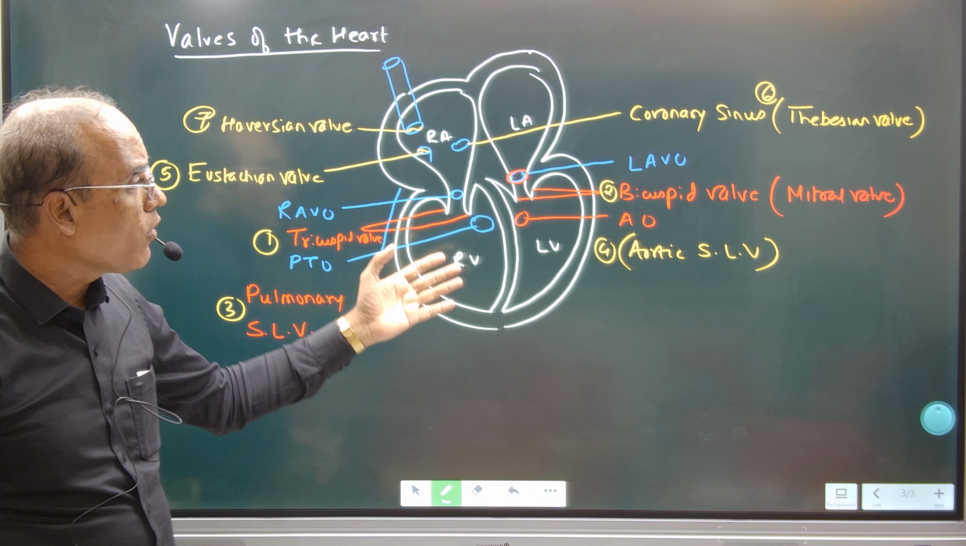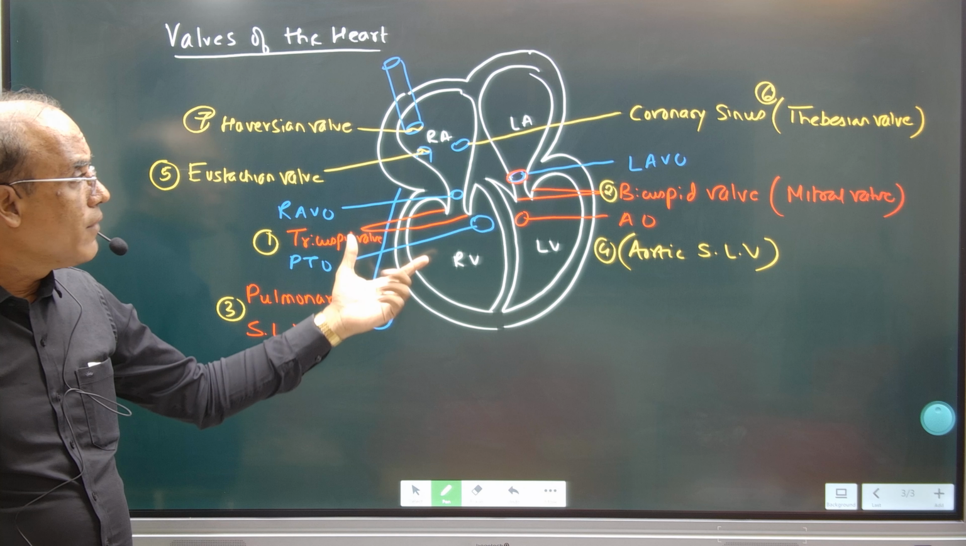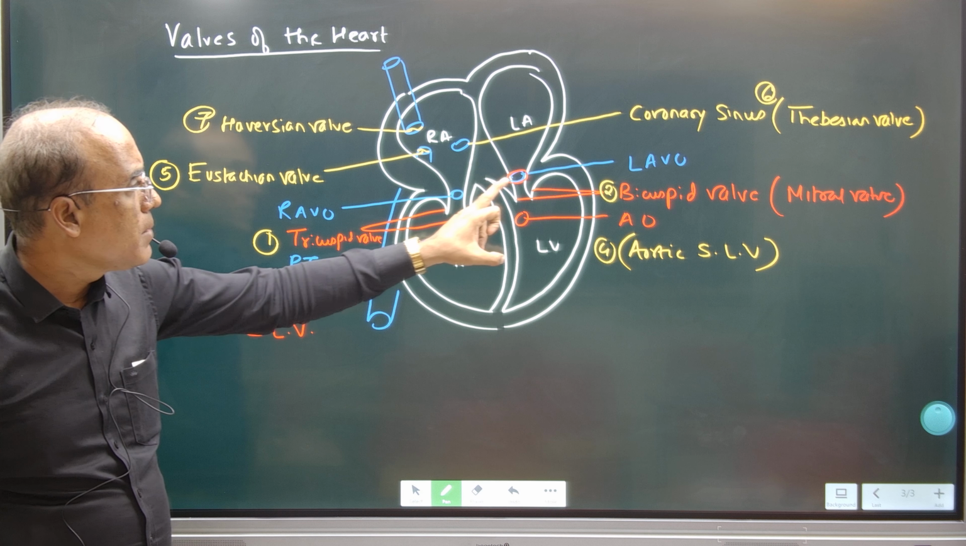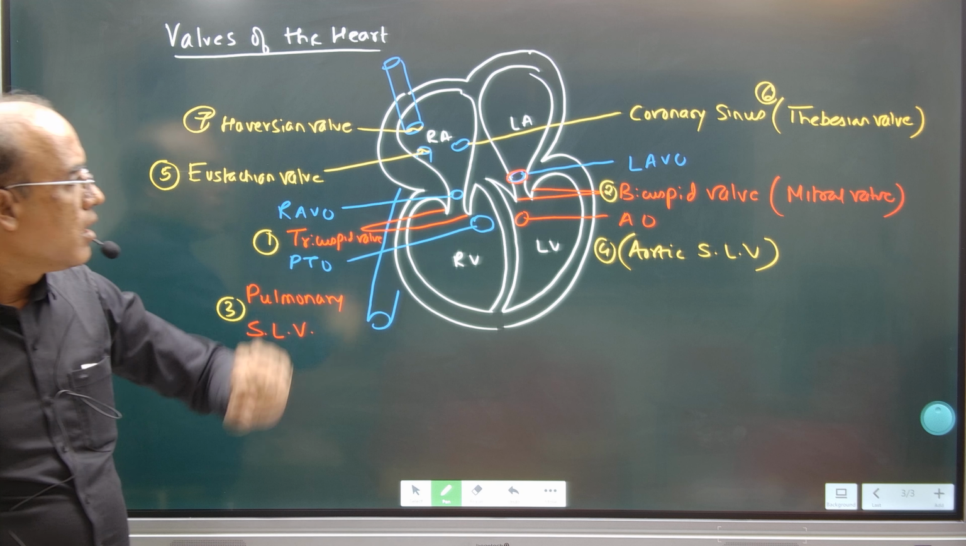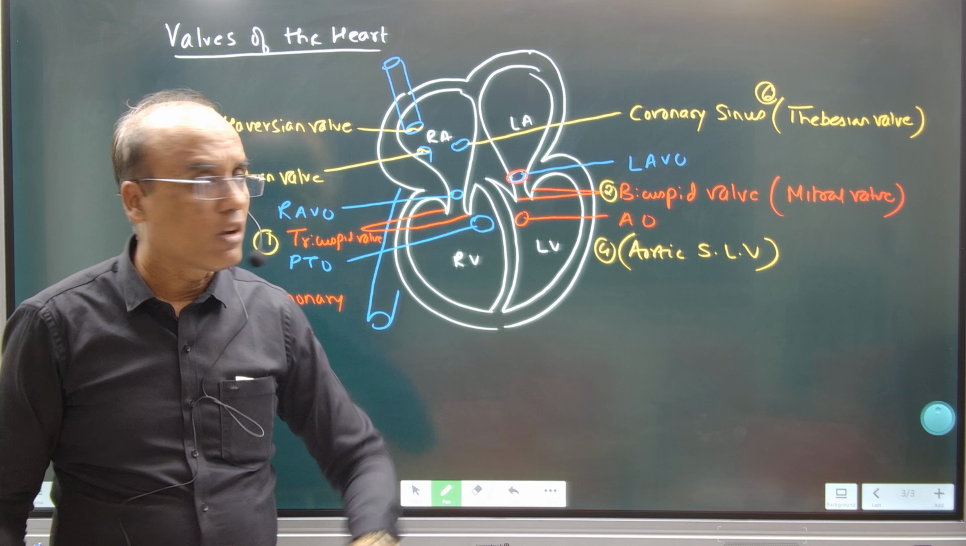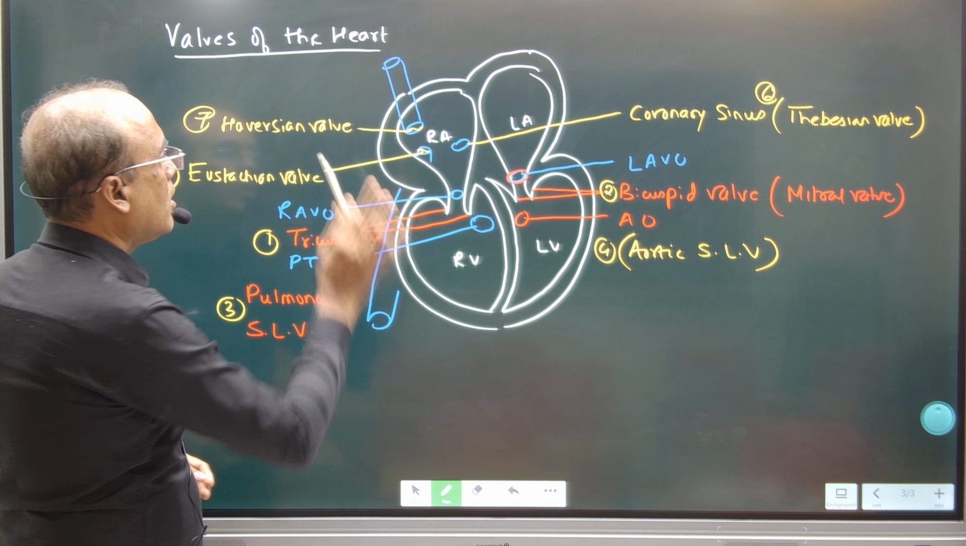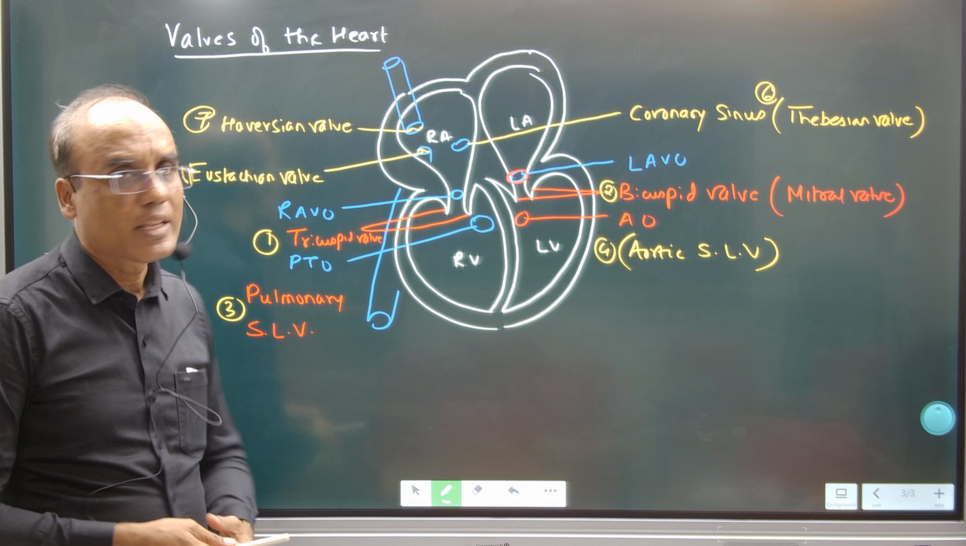And from the NEET point of view, they will ask you about these 4 valves, that is the tricuspid, bicuspid, the pulmonary semilunar valve, and the aortic valve. They will never ask you about the Thebesian, Eustachian, and Haversian valves.